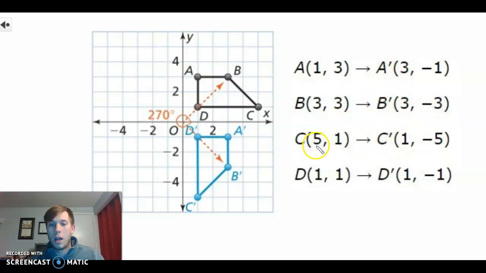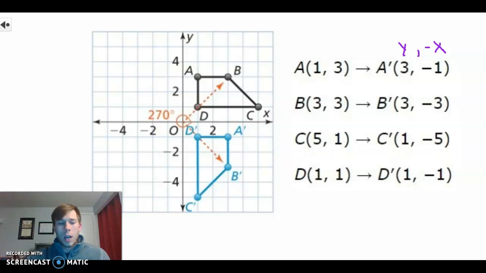Okay. So I can write the rule up here. So then for C, we have (5, 1). And then we're going to take Y, write it for the X coordinate, and the Y coordinate's the opposite of X, so we get -5. And then D, and D prime, D was (1, 1). D prime is going to be (1, -1). You take your Y, it becomes your X coordinate, and your Y coordinate becomes the opposite of whatever the X was.